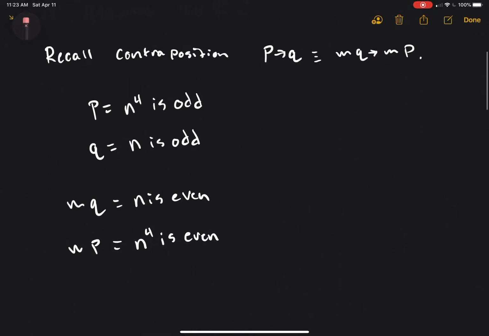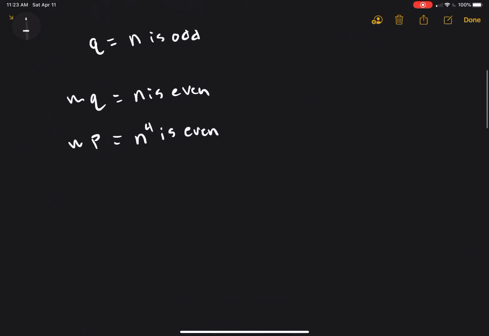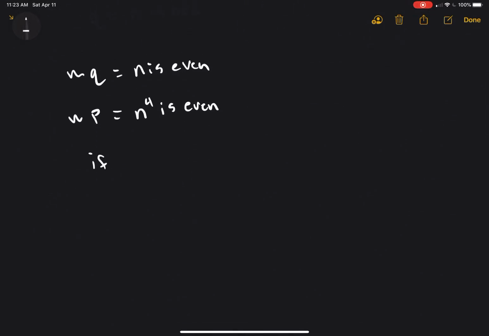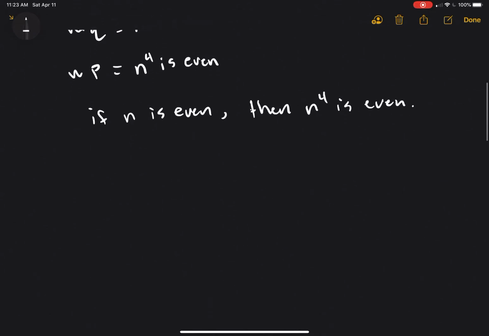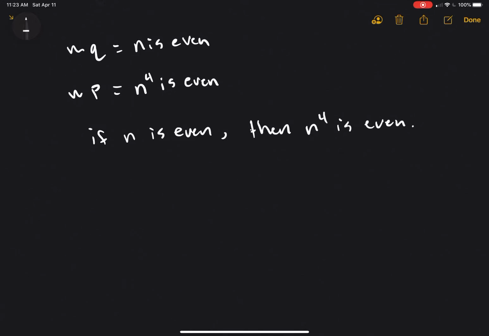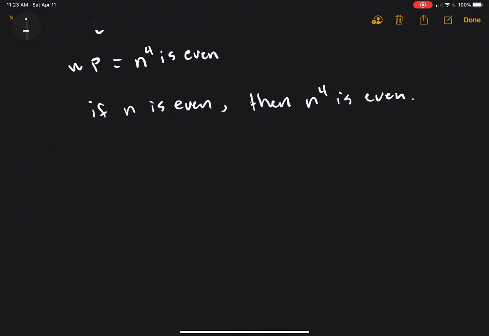Okay. So now our new statement would be written as: if n is even, then n to the fourth is even, because if-then statements make more sense. Okay. So from there, how are we going to prove that they're even? So we can say by definition of even integers, I'll just say ints.